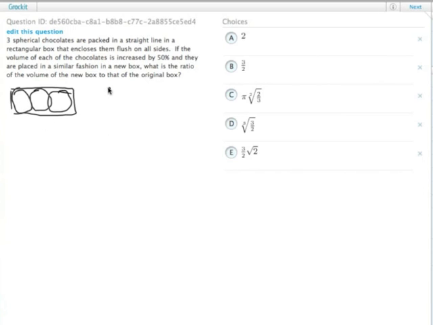The volume of a sphere is 4/3 pi r cubed. Okay. And then the volume of the box is going to be the length times the width times the depth. So we can figure out that whatever the ratio is of these, whatever the measure is of the actual spheres in here, this is one of the radiuses.